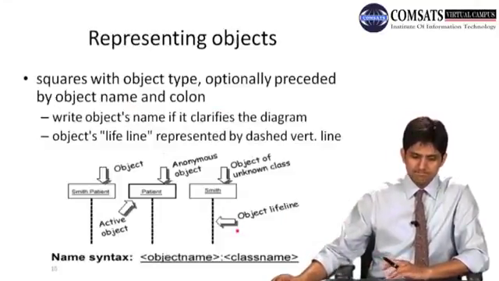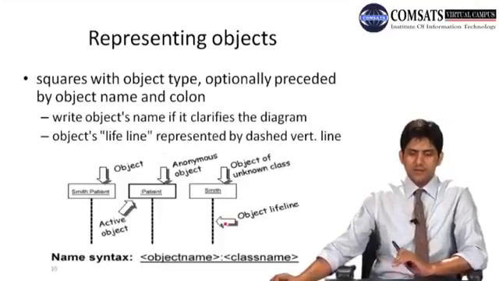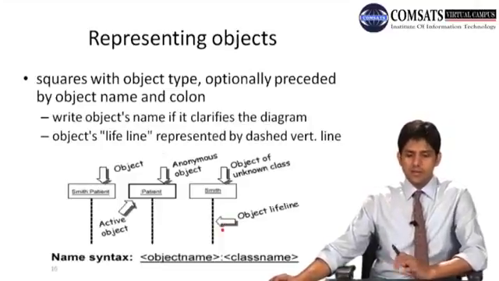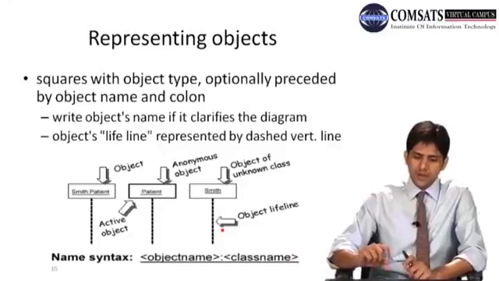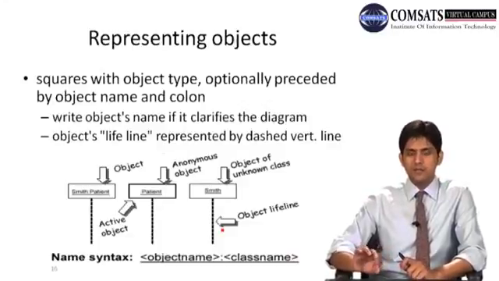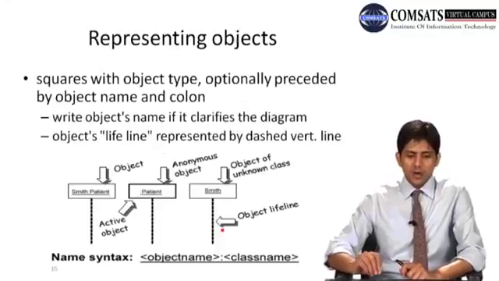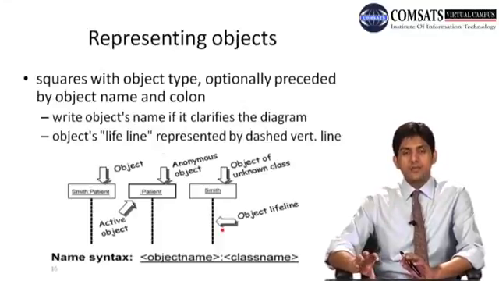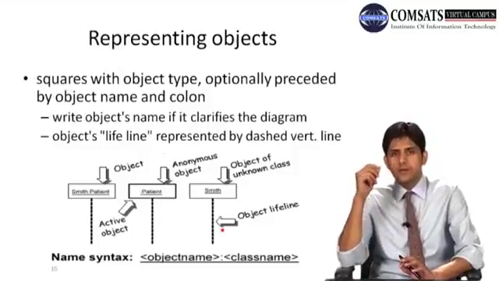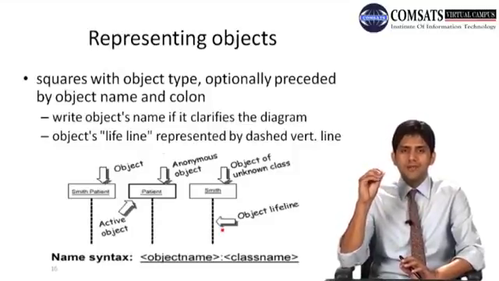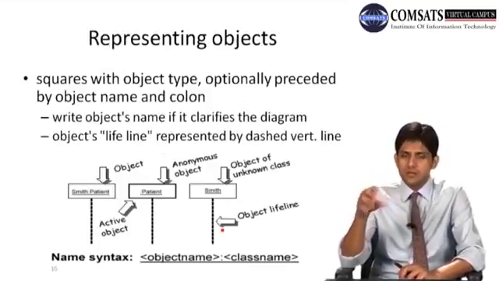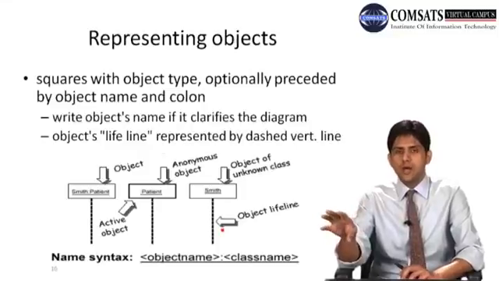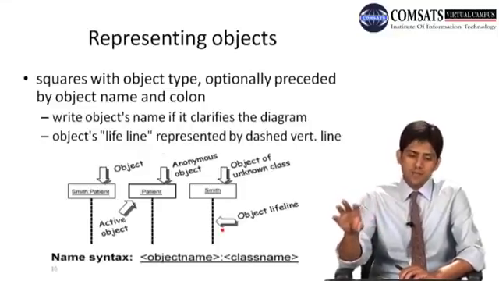Okay, representing something about representing objects, then we're moving towards the examples for system sequence diagrams. I told you that the objects are represented with squares and they are optionally preceded by the object name and the colon. Write the object name if it clarifies the diagram. Okay, this is something for you to keep in mind. If in a particular scenario writing the object's name makes the diagram's scenario more clear, then you do that. Otherwise you can just write the class name and that would be it.